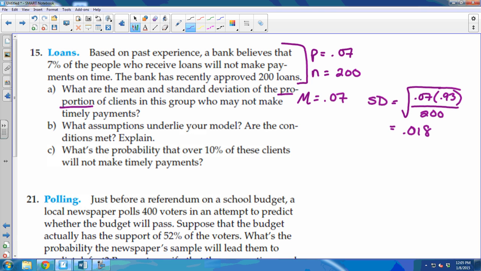All right, on B, what assumptions underlie your model and are the conditions met? So yesterday, this is a good distinction. We talked about 2 assumptions you have to make and then 3 conditions that back up those assumptions. All right, so we have 2 assumptions. Okay, first one is what? Trent just said it. Independence. Which means we're assuming that every client is independent.